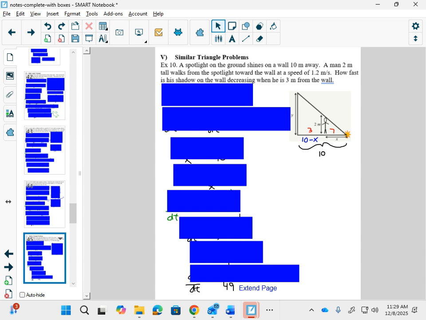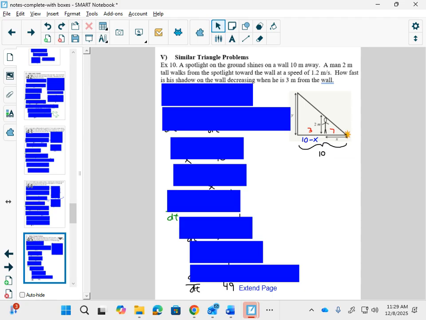A man 2 meters walks from the... Oh, he's walking towards the wall. He's not walking towards the spotlight. He's walking towards the wall. So if you were walking towards the wall, spotlight behind you, your shadow would be getting smaller. And you're like, oh, I wonder when my shadow will be exactly the same height as me. And then you hit the wall. Not a good idea. Hopefully you stop before you hit the wall.